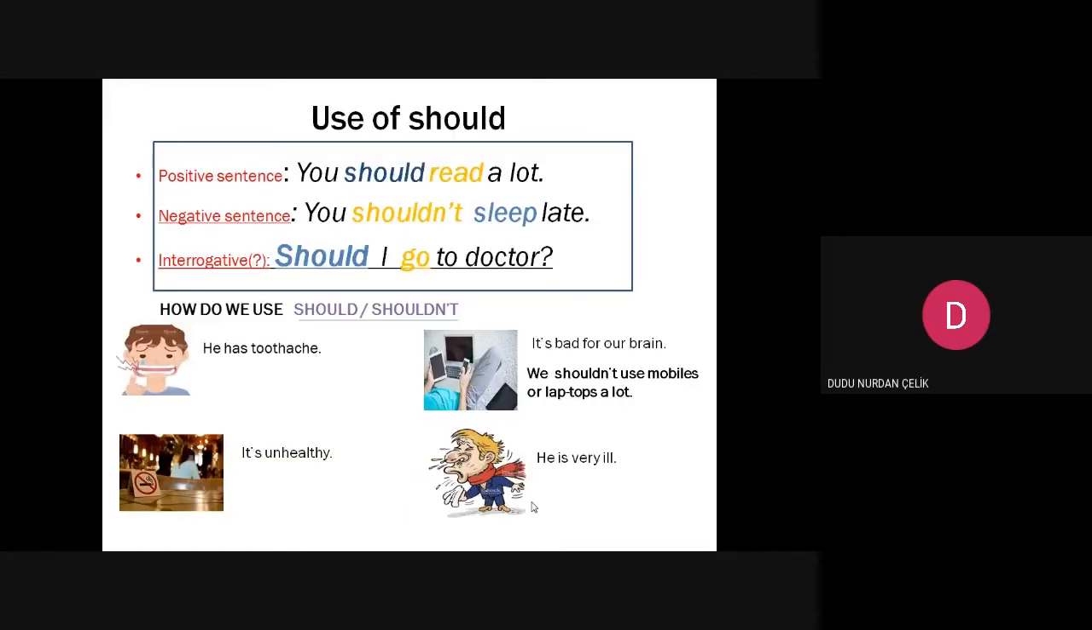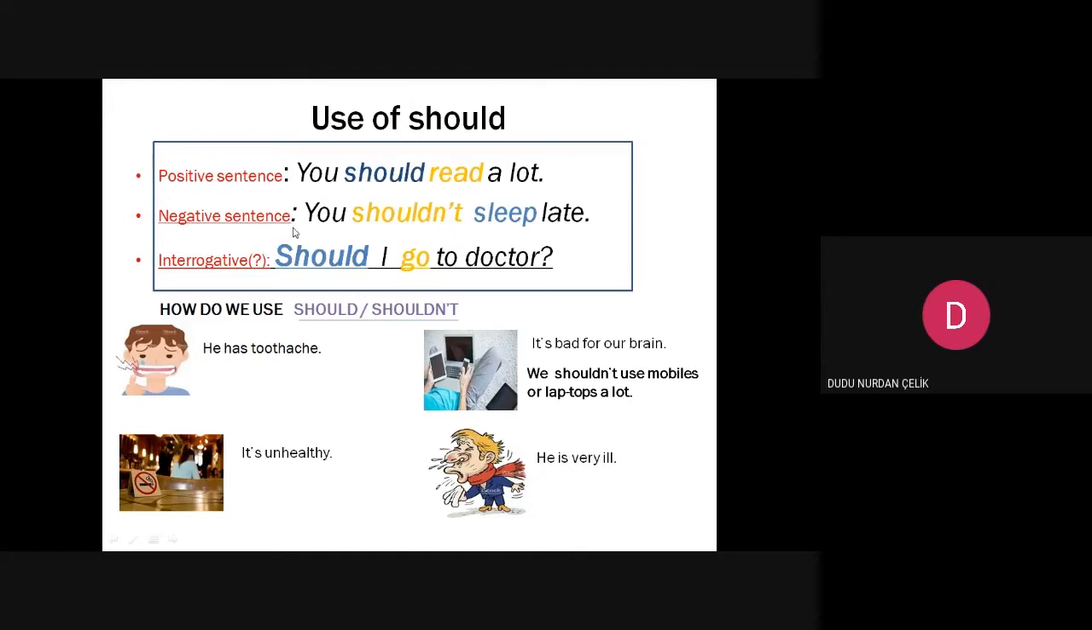How do we use should in sentences? As you know, we have positive, negative, and interrogative or question sentences. When we make sentences with should, after should we always use a main verb, and it doesn't take any additions. Look, just the verb. You should read a lot. Reading is a good activity, so you should read.